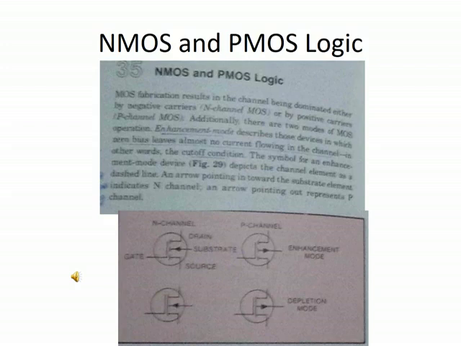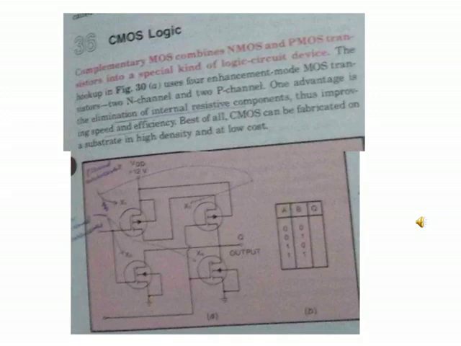Next one is the CMOS FET. CMOS means the complementary metal oxide semiconductor devices. So the CMOS is a combination of the NMOS and the PMOS. The N channel MOSFET and the P channel MOSFET are combined as in the diagrams provided.